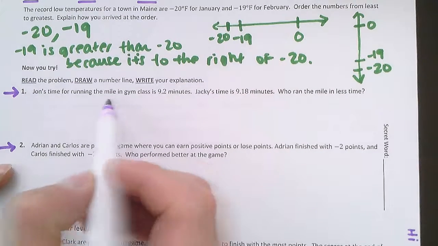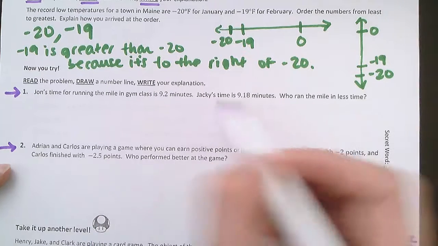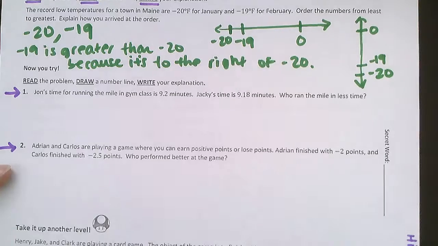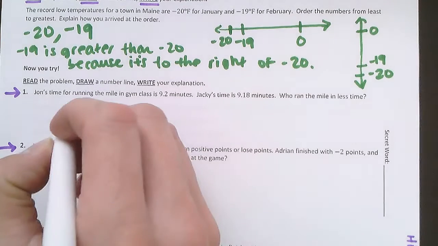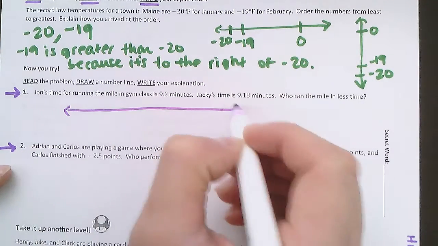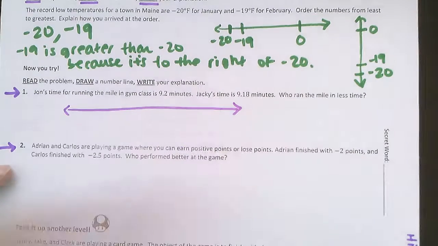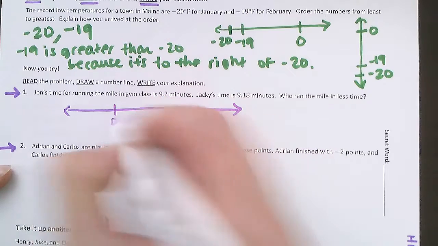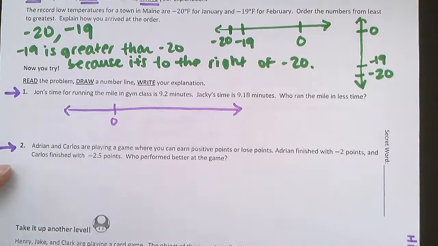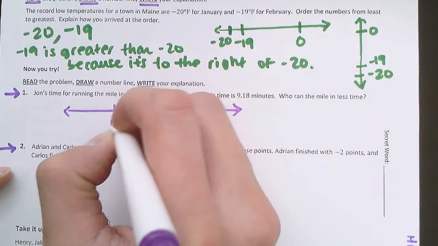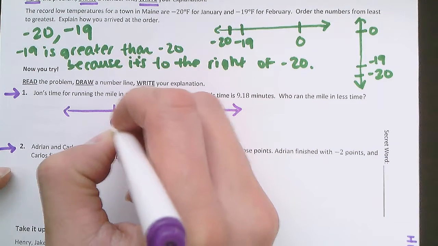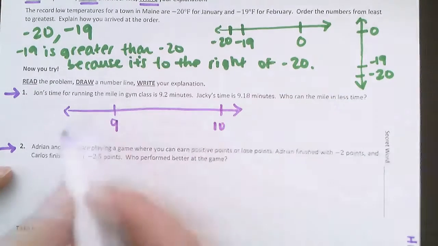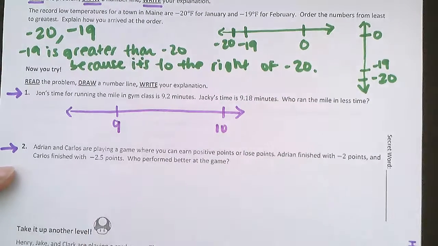John's time for running the mile in gym class is 9.2 minutes. Jackie's time is 9.18 minutes. Who ran the mile in less time? Let's draw a number line. I know my numbers are both going to be positive, so I can leave more space for the positive numbers. Actually, let's make this 9, and let's make this 10, because I know that my numbers are going to be between 9 and 10.